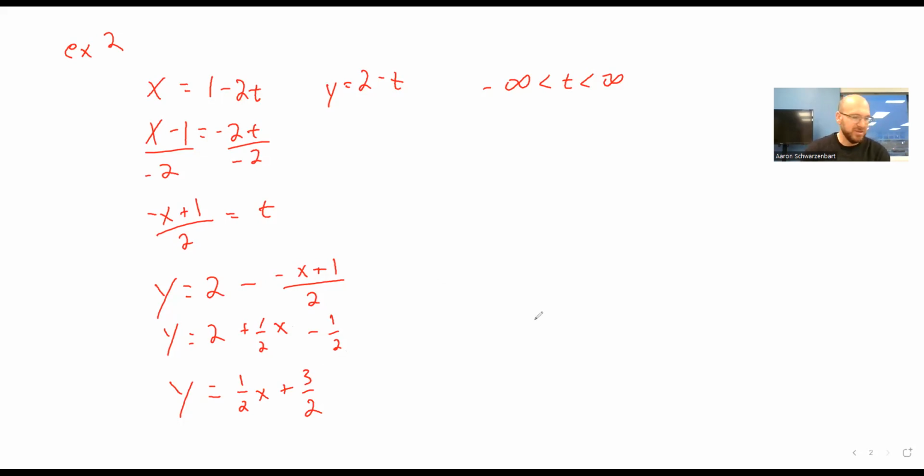So eliminating the parameter, key things is solve for t. A lot of times I want it in y equals form. So I will kind of solve like that. On this one, this is my first one. This one, they show you solving for y.